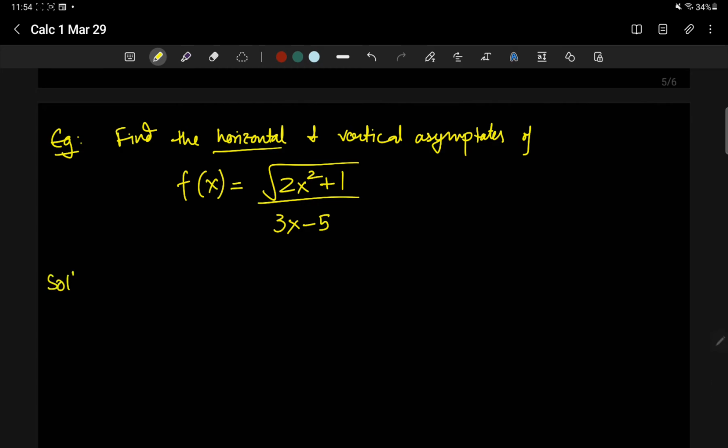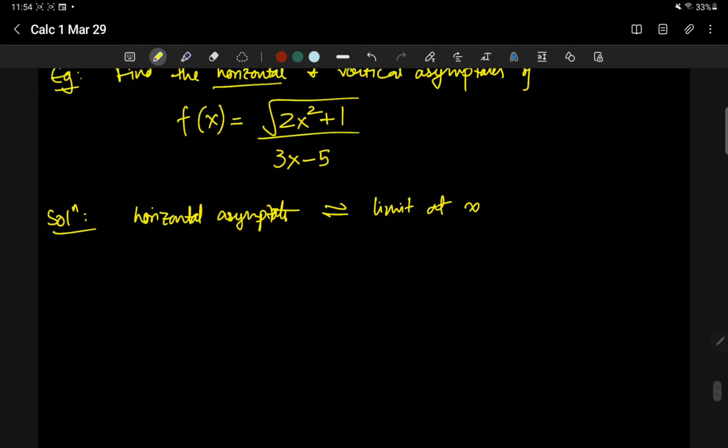Okay, so here we go with the solution. What does it mean to find a horizontal asymptote? A horizontal asymptote basically corresponds to finding the limit at infinity. Now there are two limits at infinity here. Let's start with the positive one.